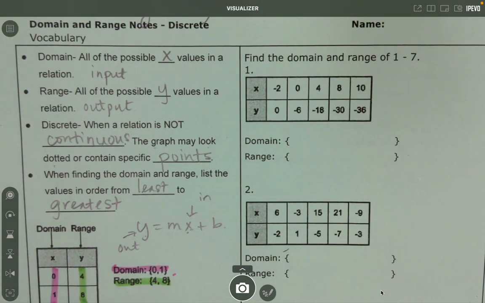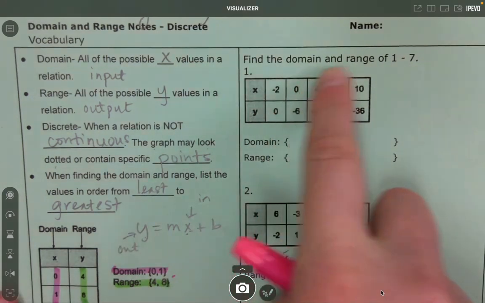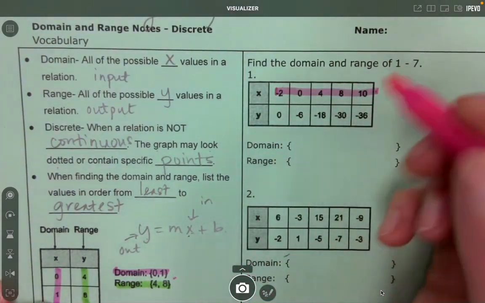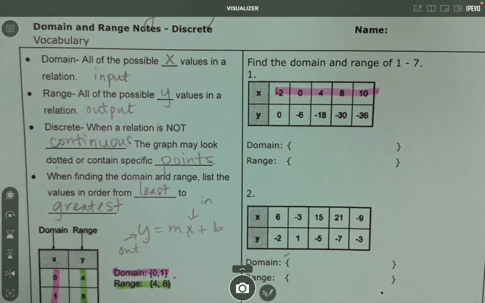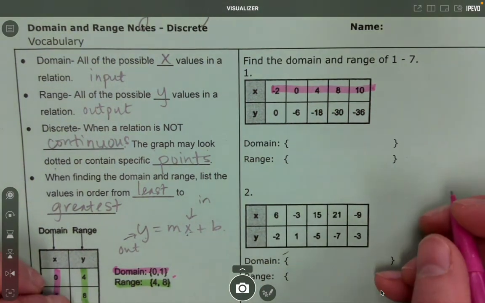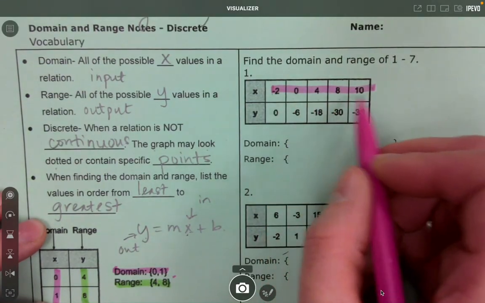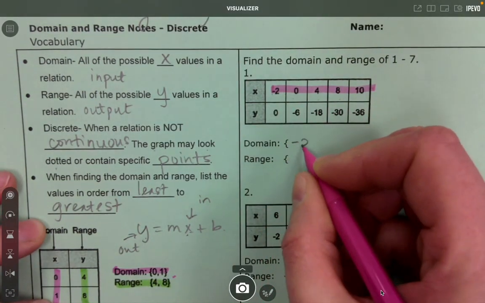So the first thing they want us to do is find the domain and range. And so here are all my x values. We know that's going to be our domain. So all I have to do now is list those in numerical order. And it looks like they already are. They have a negative number first, then 0, and then these are increasing. So let's just write them down.